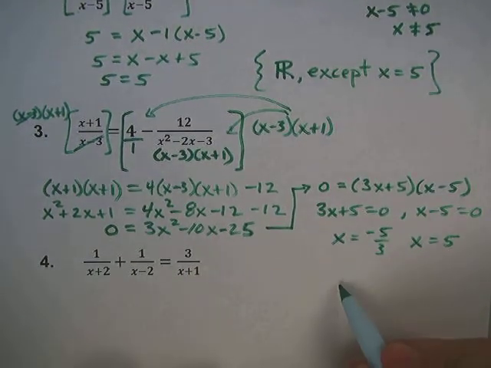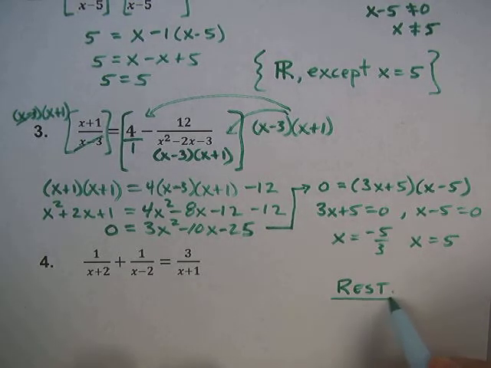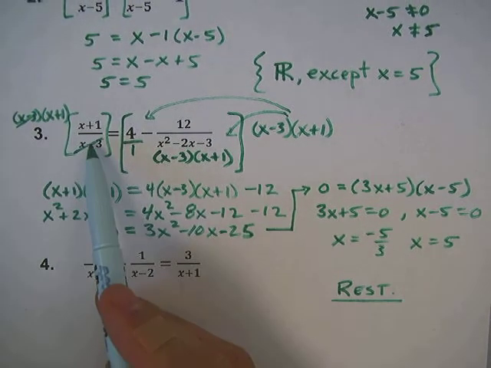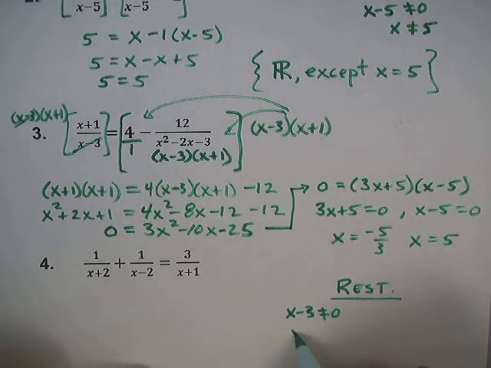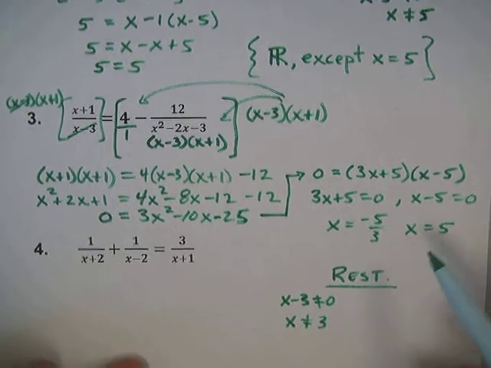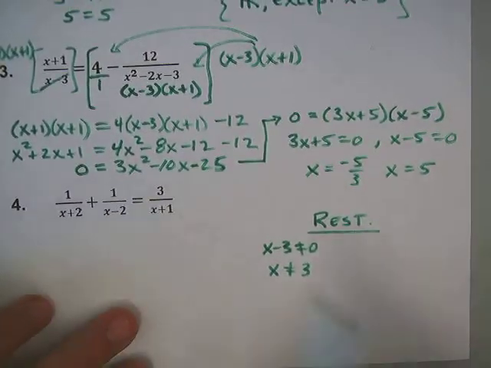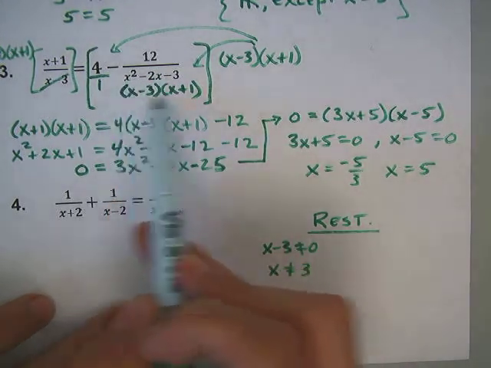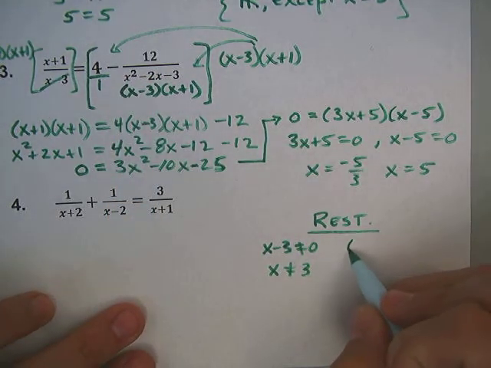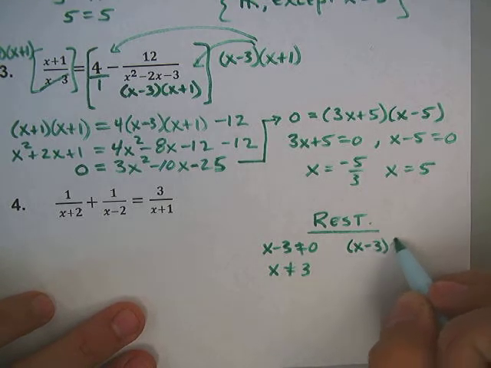Now, the problem that we have at this moment is we never figured out what our restrictions are. Those might be one of our restrictions, and if that were the case, we'd have to throw it out. So let's do that real quick. To figure out our restrictions, we take whatever is on the bottom that has a variable in it. That's this x minus 3. We set that not equal to 0, so x can't be 3. There's one restriction. Lucky for us, that doesn't come into play.